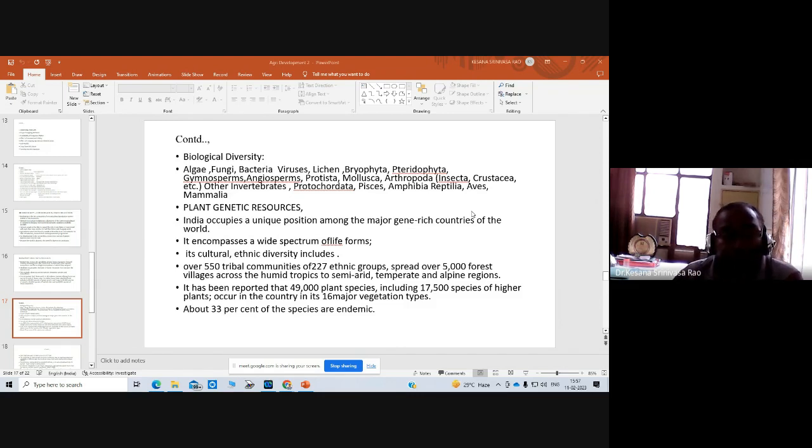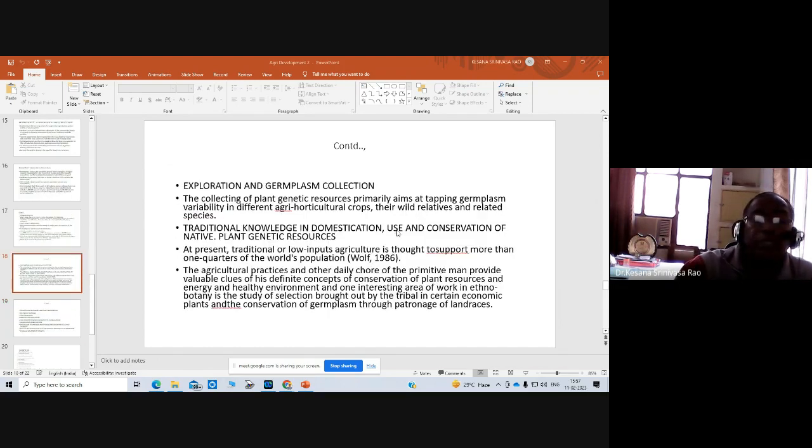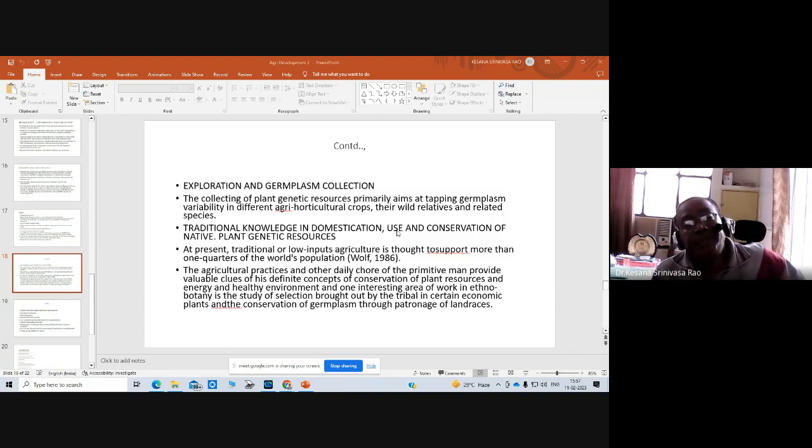This biodiversity, biological plants, and how the vegetation can be created. So these are all very, very important. And then exploration and germplasm collection. Germplasm collection is a very, very important thing, because these things can be useful for medicinal purposes. So how they can extract those things from horticulture crops and their wild relatives and relevant species. Okay, these two things are very, very important.